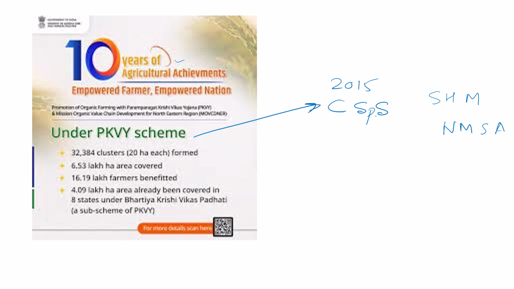Clusters of 20 hectares each have been formed. About 32,000 clusters have been formed under PKVY. 6.53 lakh hectares have been covered, and 16 lakh farmers have benefited. 4 lakh hectares of area have already been covered under BPKP, the Bharatiya Krishi Vikas Paddhati, which is a sub scheme of PKVY.